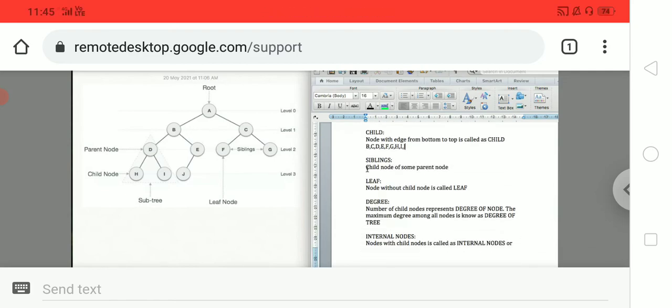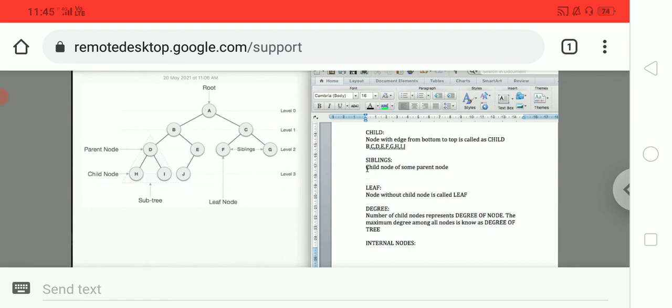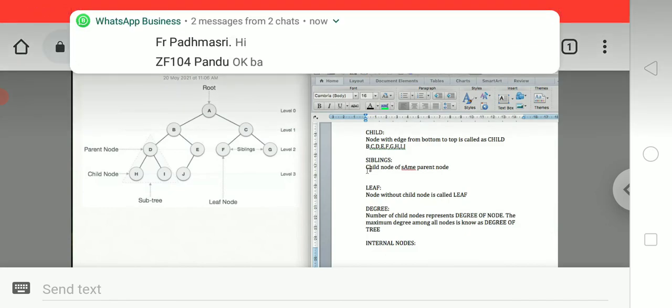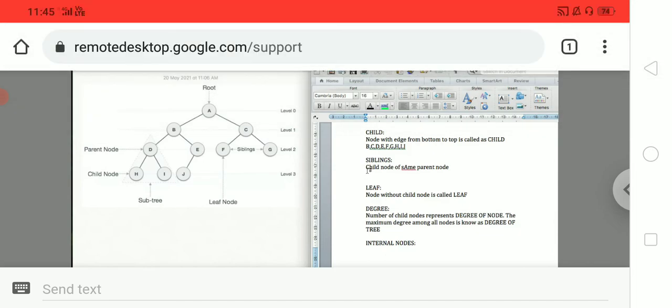Now siblings. Siblings means child nodes of the same parent node. So for A, B and C all are the children nodes. So these two are siblings. For C, F and G are children nodes. So these two are siblings.